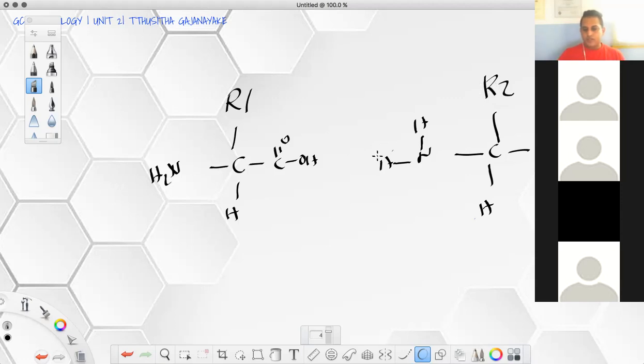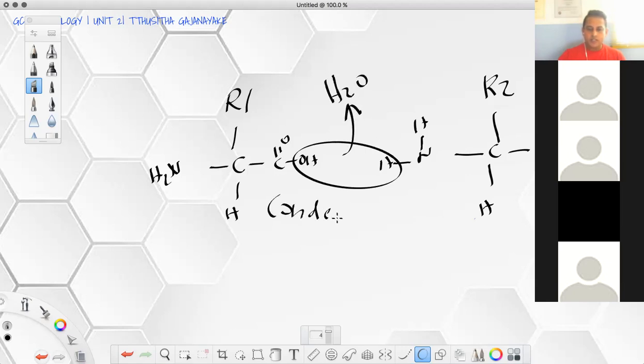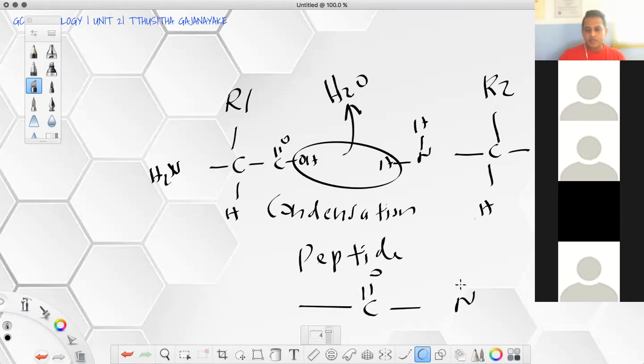Now when two amino acids join together, it happens the same way. This hydrogen and OH join, and go as one water molecule. So it's a condensation, and the bond is called a peptide bond. The bond is formed between the COO of this one and the NH of the other one. So this is the bond. It is created between the carbon and this nitrogen.